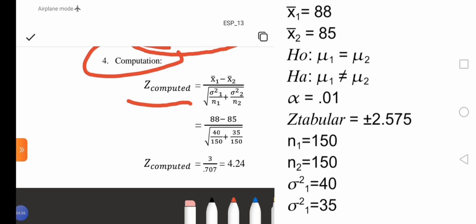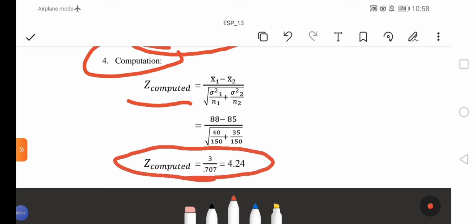88 minus 85 is equal to 3. And the square root of 40 over 150 plus 35 over 150 is 0.707. So 3 divided by 0.707 is equal to 4.24. And that is our z computed.